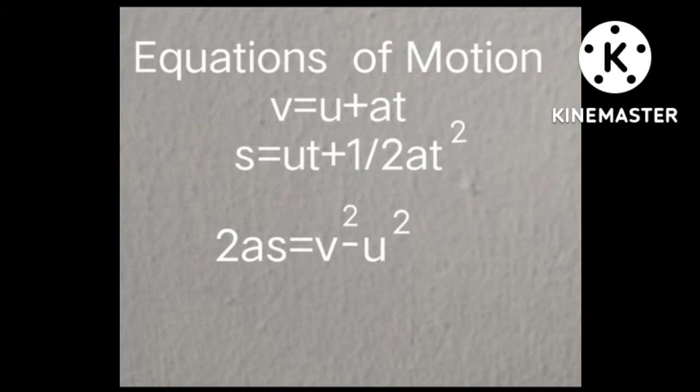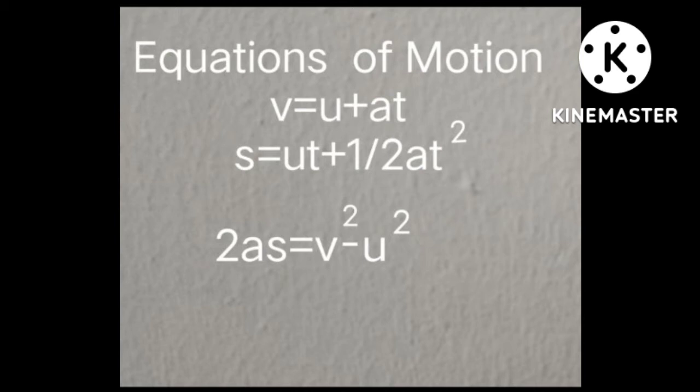Our next question is from equations of motion. So before answering the question, we have to know what are equations of motion. We have v equal to u plus at, s is equal to ut plus half at square, and 2as equal to v square minus u square. These three are the equations of motion. Here v is the final velocity, u is the initial velocity, a is acceleration, t is time taken, and s is the displacement. And can we use these equations in all the situations?